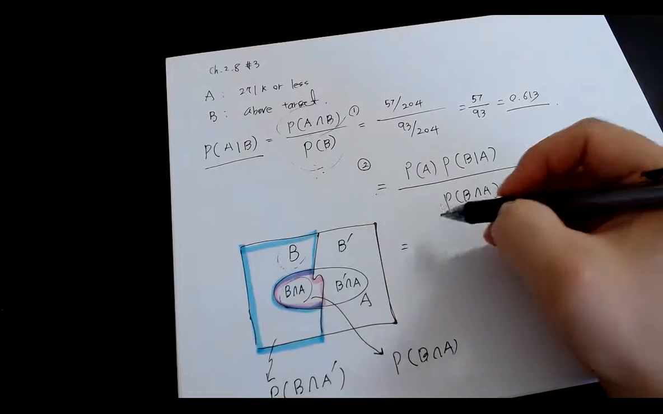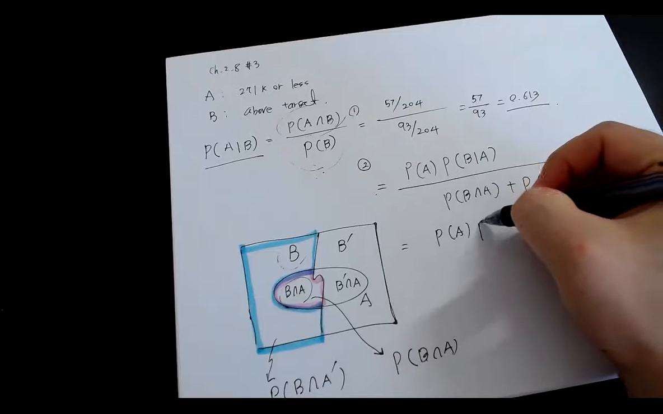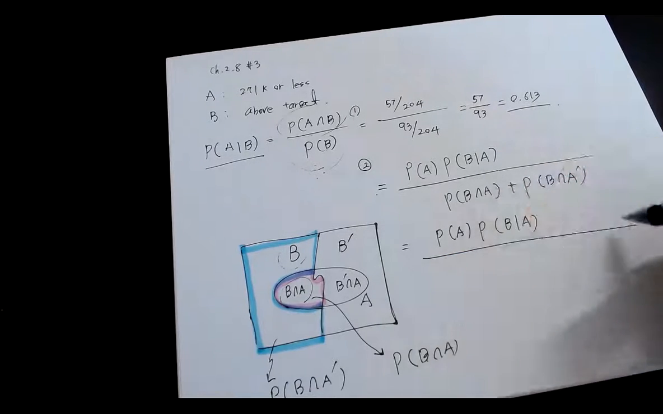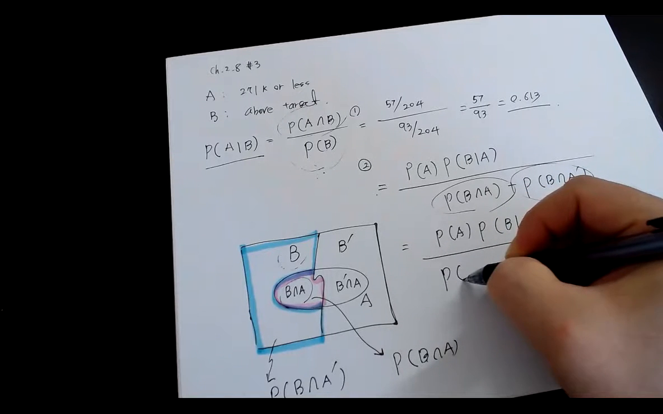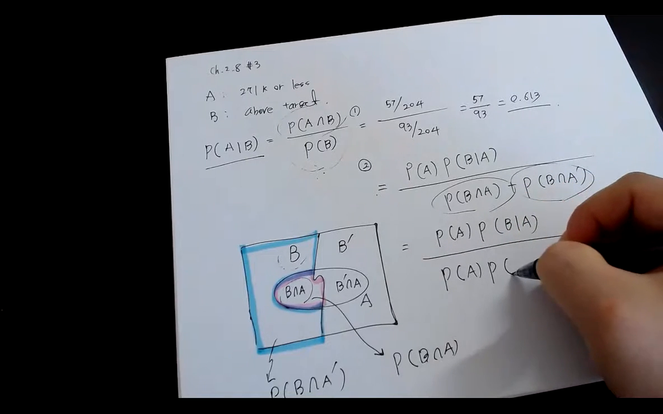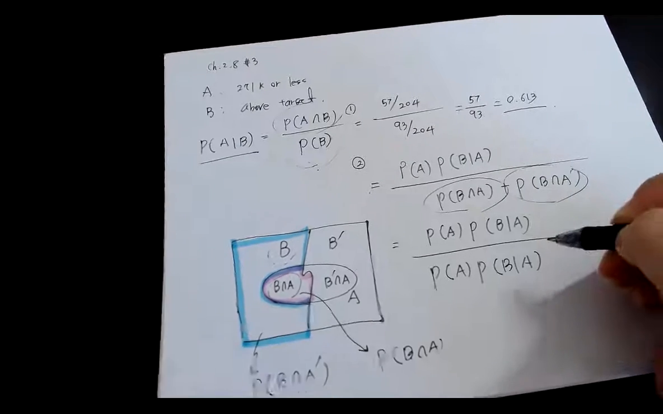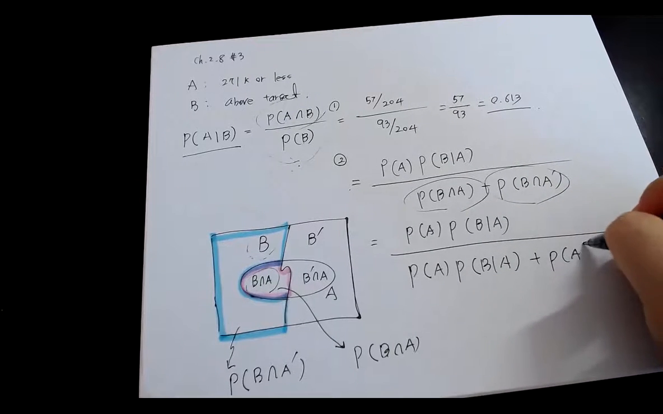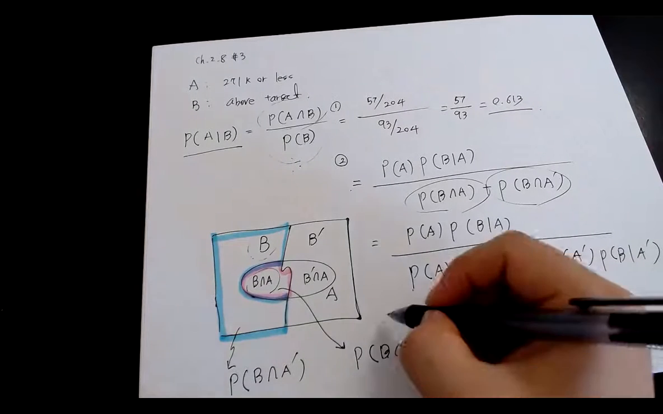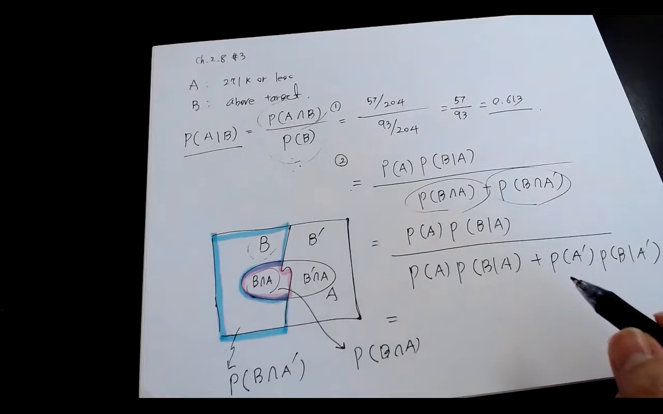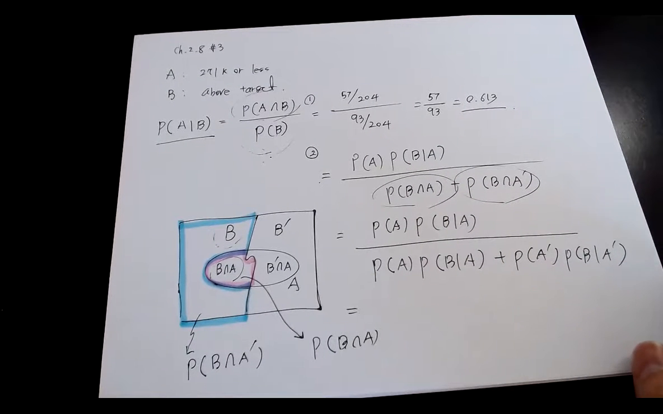Now this is equal to the top one copied, and the bottom one, where we express those two intersections in terms of conditional probability: P of A times P of B given A, plus P of A prime times P of B given A prime. Then we're going to figure out each probability.